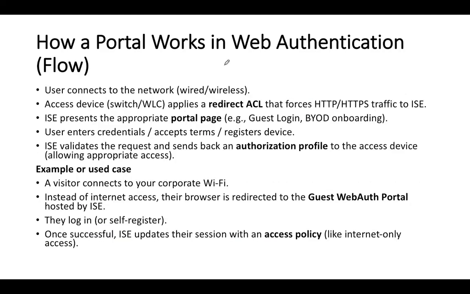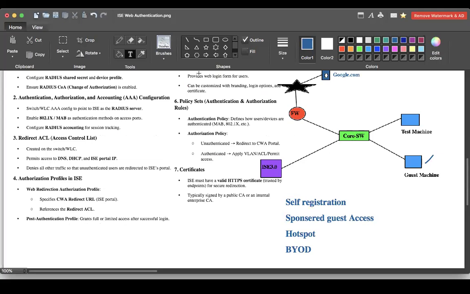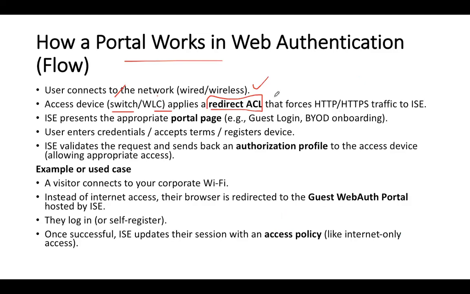Now basically, how a portal works in the web authentication flow. Let's take an example here. Let's say a user connects to the network, could be wired or wireless, to the access device, which is basically the NAD, a switch or WLC. In this case, for wired, we have the switch. For wireless, we have the WLC. It applies a redirect ACL. This redirect ACL, where would you configure it? You would configure it on the switch here.